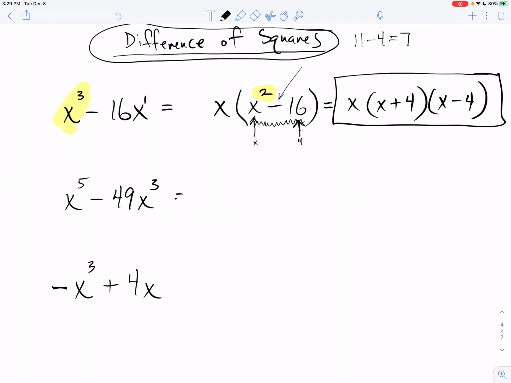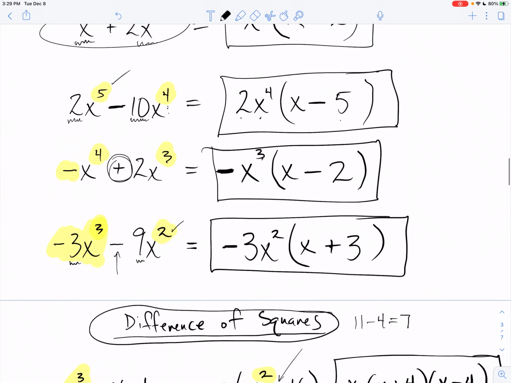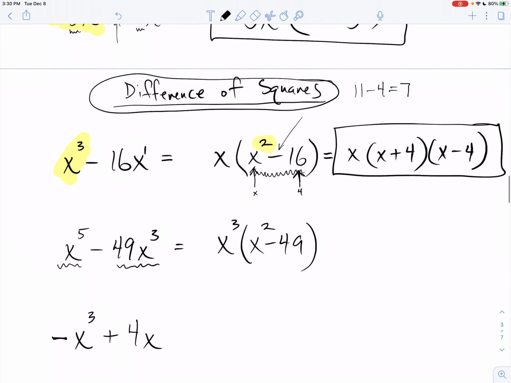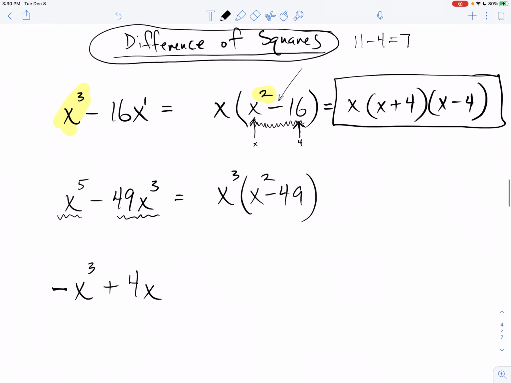Let's do it again. What do they have in common? What's the GCF? x cubed. And if I take out x cubed, I get x squared minus 49. Once again, I'm just going to remind you, when you take out that GCF, what did I say? If there's squared terms remaining, you keep going. So on this one, do you see what I mean again? The difference of two squares.